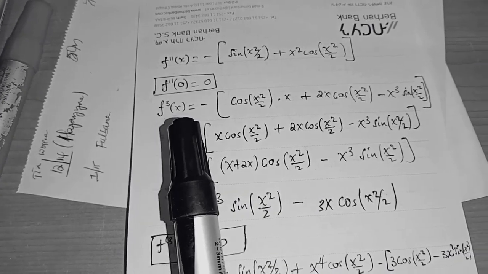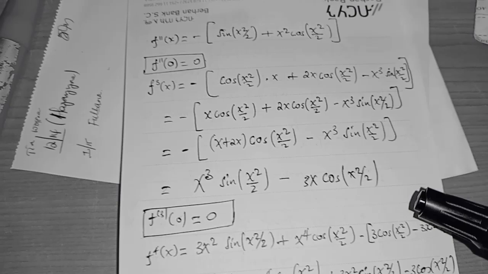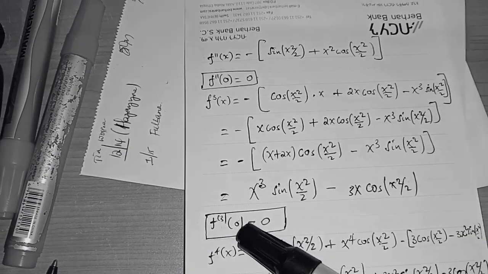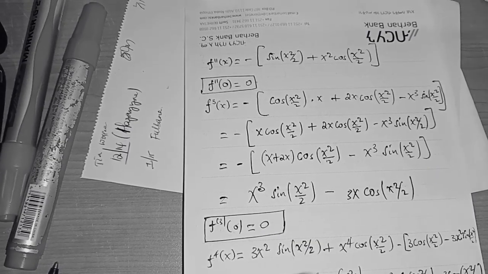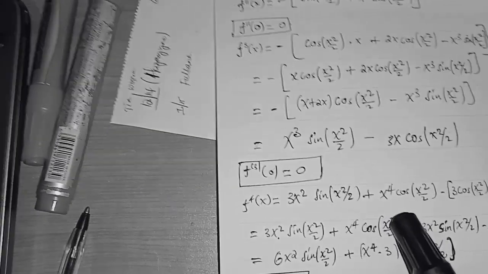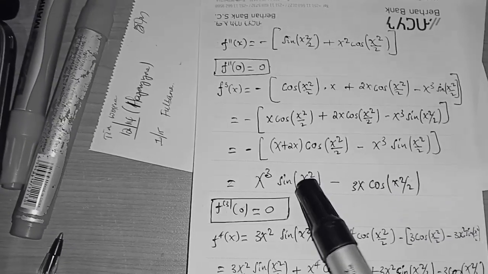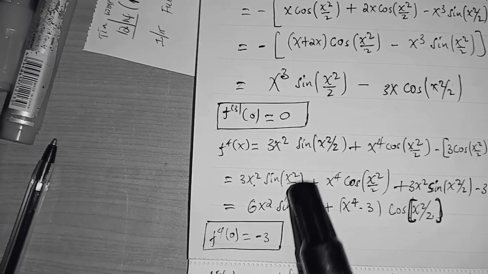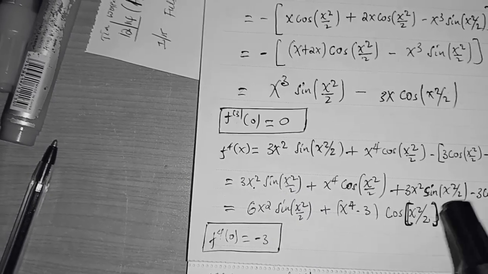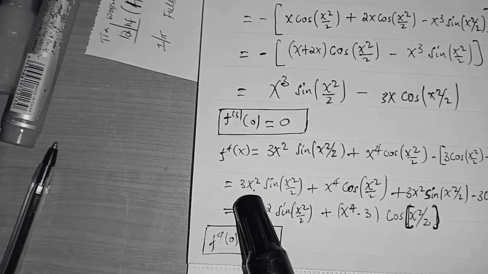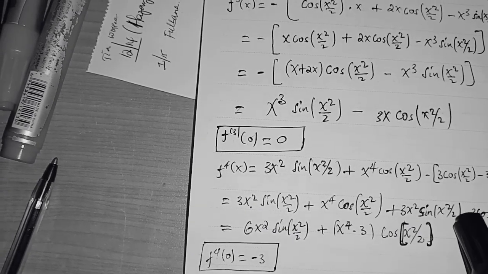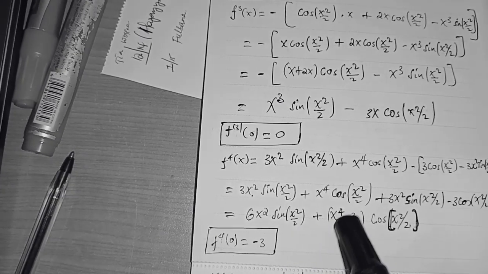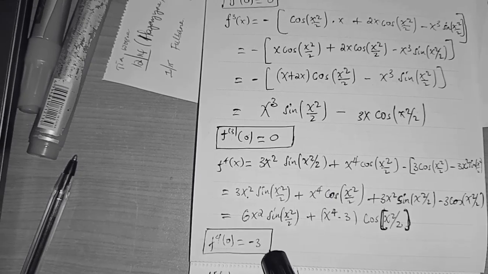So the third derivative of x is equal to this function, and if we substitute 0 in the place of x, it is equal to 0. For the fourth derivative, we have to collect like terms to simplify our equation. For example, 3x squared sine of x squared over 2 and 3x squared sine of x squared over 2, so I collect both of them. Then we get 6x squared sine of x squared over 2 plus x to the power of 4 minus 3 cos of x squared over 2. If we substitute, we get this one.